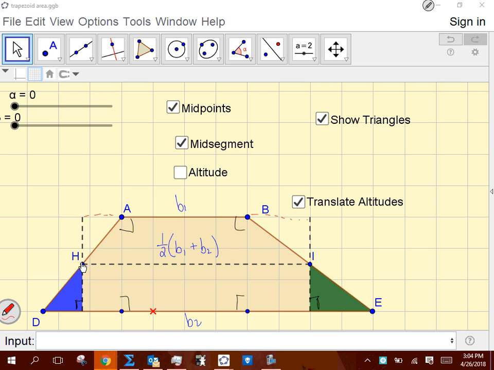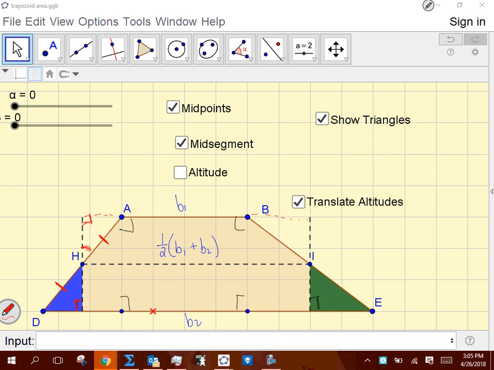We know that H was a midpoint between A and B, right? So that distance and that distance are the same. This was a right angle here because an altitude had to be perpendicular to the base. For the same reason, this is a right angle, because an altitude, by definition, is a segment that starts at one base and is perpendicular to a line containing the opposite base, or the opposite side. So if I extend this opposite base, the altitude has to be perpendicular there. So that's a right angle.